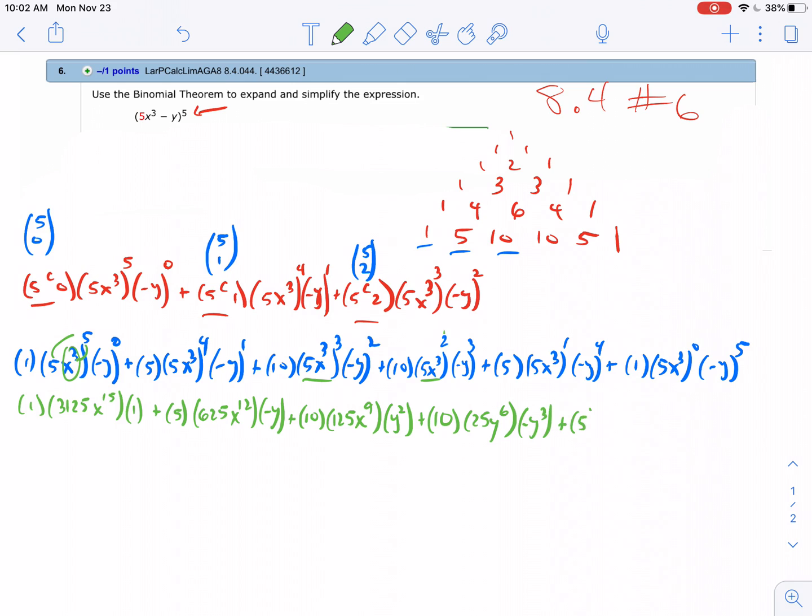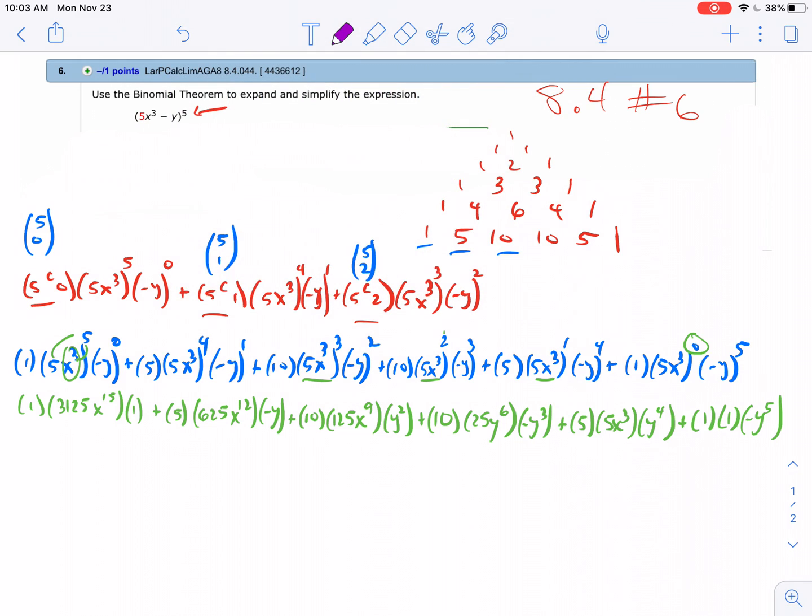Then you have a 5 on this one. That's just 5x cubed, y to the 4th. That's going to be a positive. Anything negative raised to an even would be positive, and then I have 1. Anything to the 0 power is 1, and then this is negative y to the 5th. So that's quite a bit of work there.